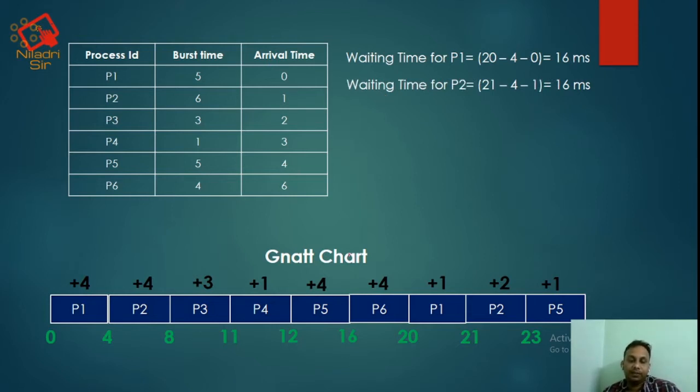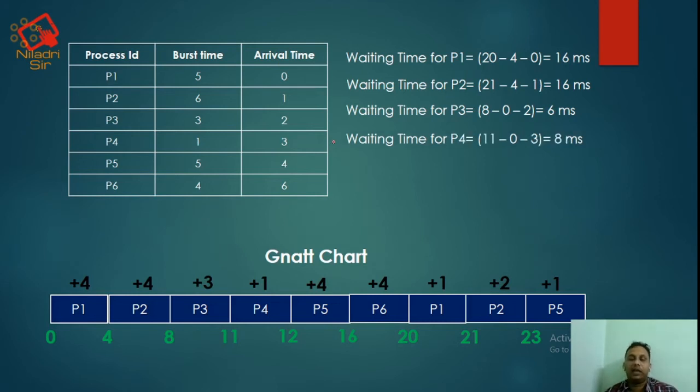Next for P3, as you can see, P3 has only a single block. The starting of the last block is 8. It has never executed before it, so 8 minus 0, and the arrival time is 2. So 8 minus 0 minus 2 is 6. And for P4 there is also a single block. P4 started at 11, it never executed before, and the arrival is 3. So 11 minus 0 minus 3 is 8 microseconds.